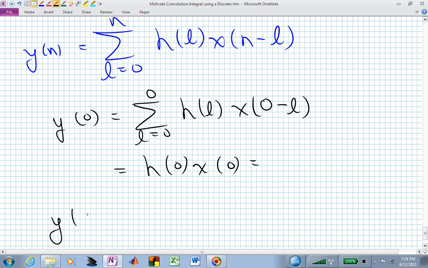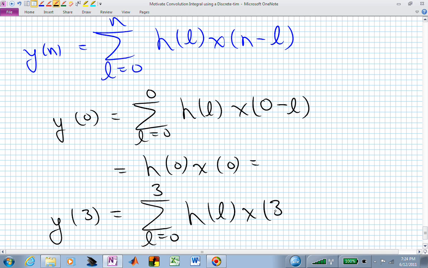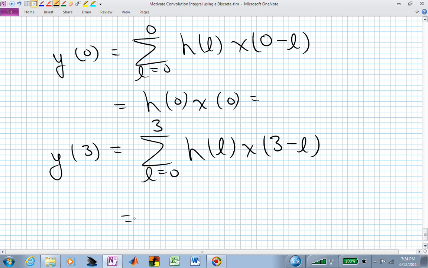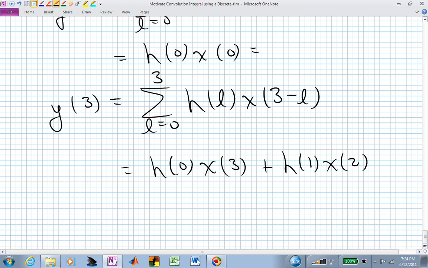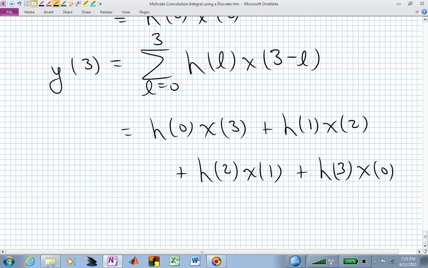If we look at another one, let's say we did y of 3 at n equals 3. That's now going to be this sum from L equals 0 to n equals 3, h of L x of 3 minus L, such that if we look at the pieces that create y at time 3, we have h of 0, x of 3 minus 0, or x of 3, plus h of 1, x of 2, which is 3 minus 1. Then we have h of 2, which is L equal 2, x of 3 minus 2, which is 1, plus, for L equal 3, h of 3, x of 3 minus 3, which is 0. And that indeed is the combination of values that create y at time n equals 3.